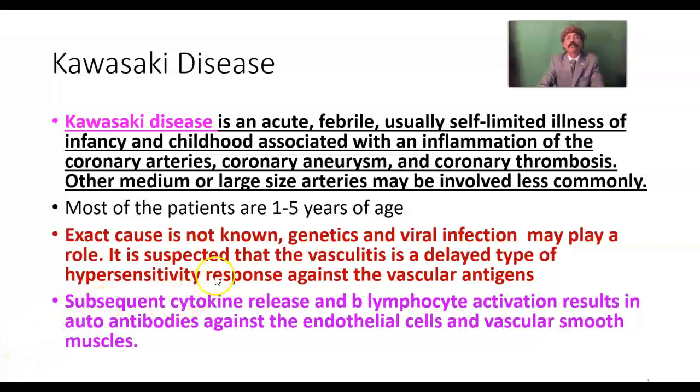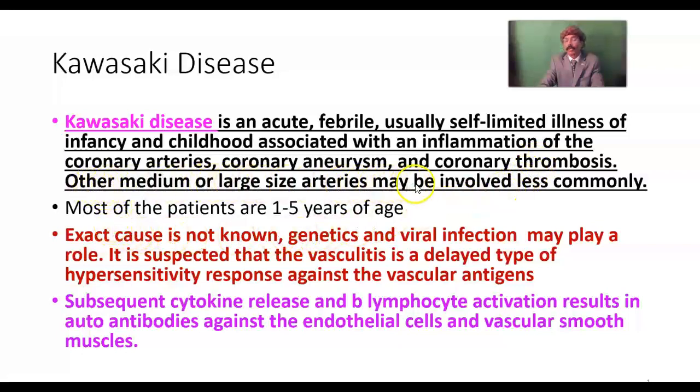Kawasaki disease is an acute, febrile, usually self-limited illness of infancy and childhood, associated with an inflammation of the coronary arteries. The coronary artery supplies the wall of the heart, like the myocardium. Due to inflammation of the coronary arteries, there may be coronary aneurysm. Aneurysm is the abnormal dilation of the blood vessel, and there may be coronary thrombosis.